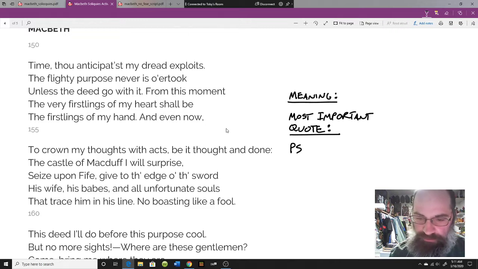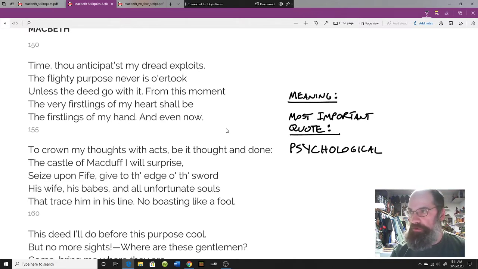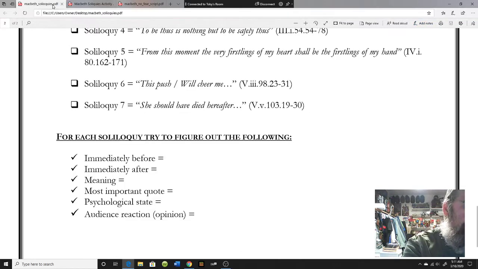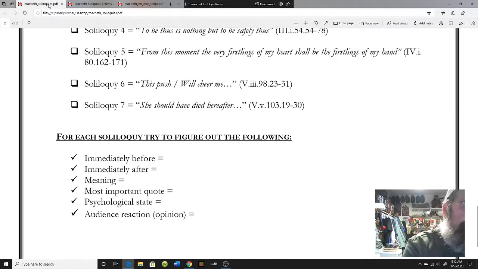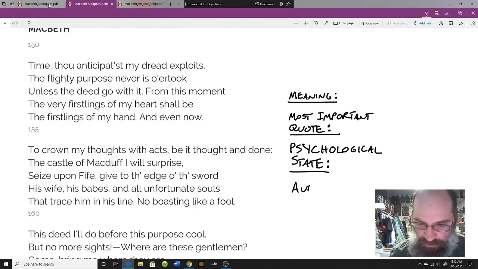psychological state. Is that right? It looks right. We're looking at psychological state. What's the other one we wanted? Audience reaction. That's the one we wanted. Audience reaction.